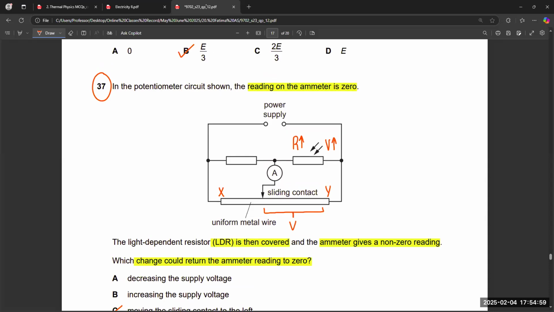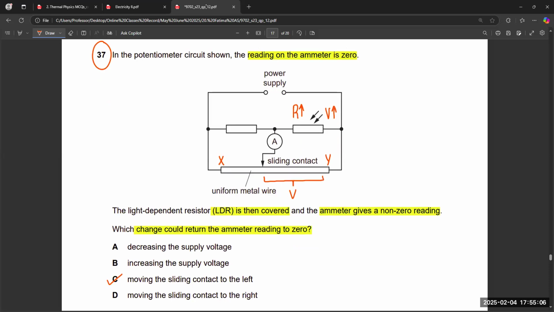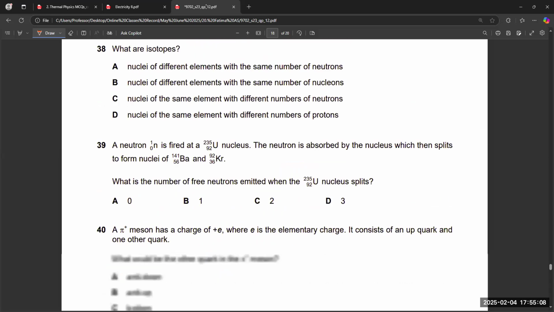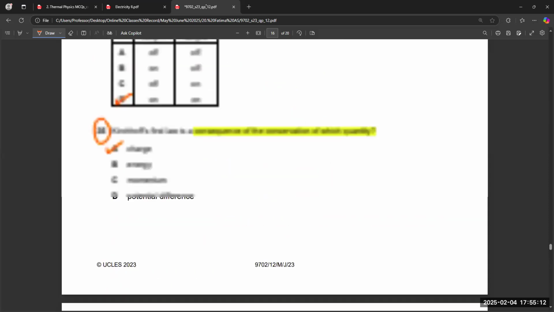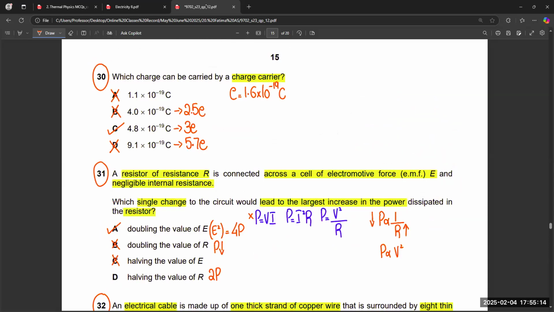So these are some questions of MCQs from the 23 past paper, from the new syllabus also. And the rest of the questions are from particle physics, only 3 questions. So in total, we started from 30. So there are 8 questions from the electricity chapter in this paper.